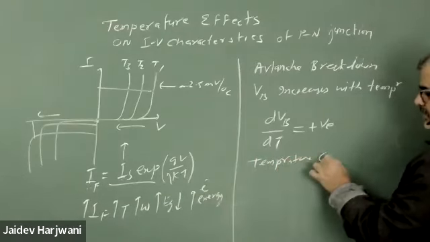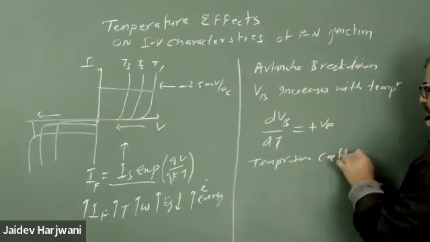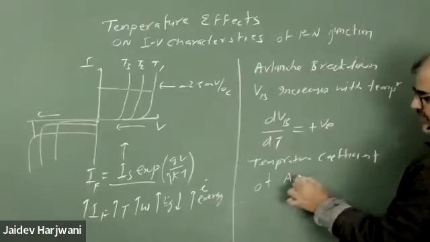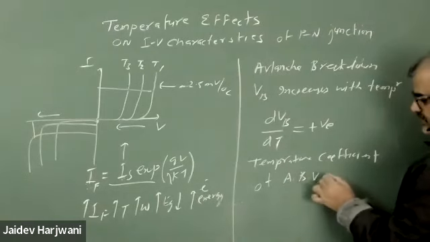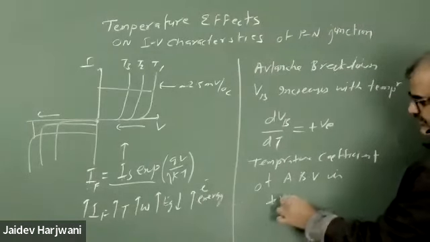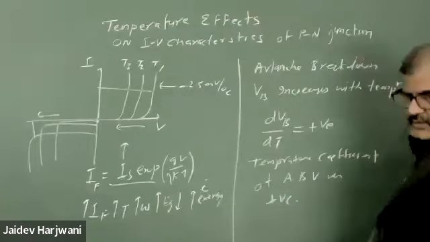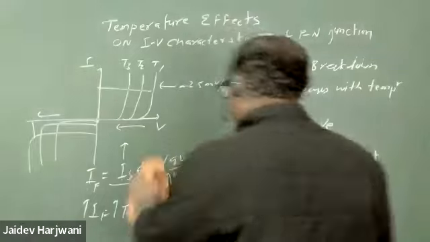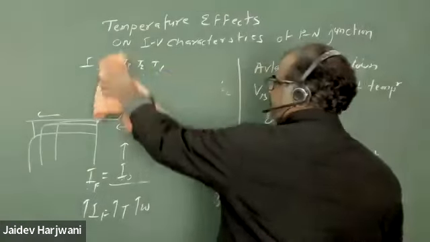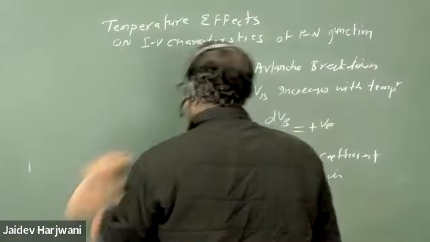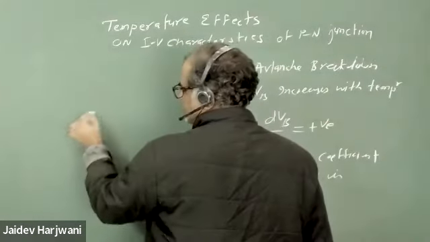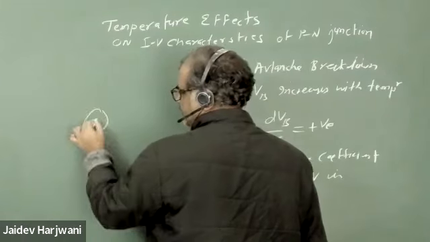The temperature coefficient of avalanche breakdown voltage is positive. Now let me explain what breakdown voltage is and how breakdown happens. You have a semiconductor.